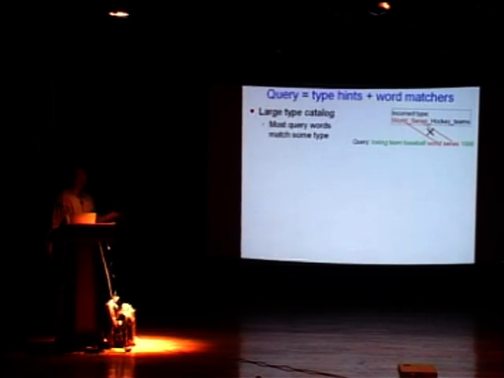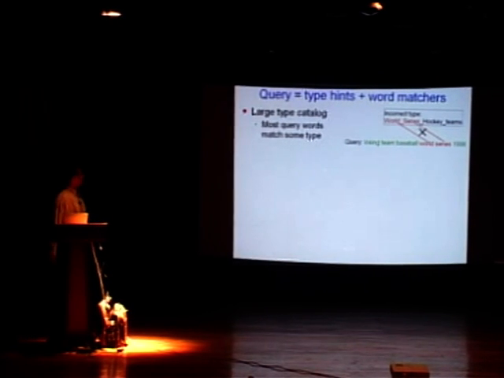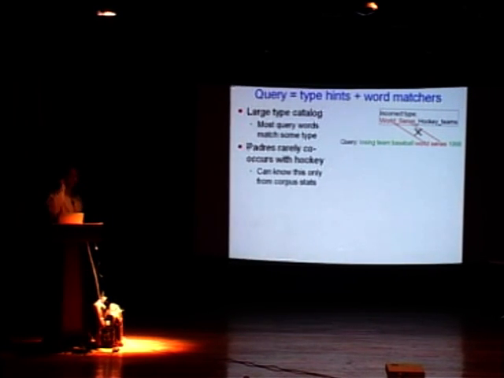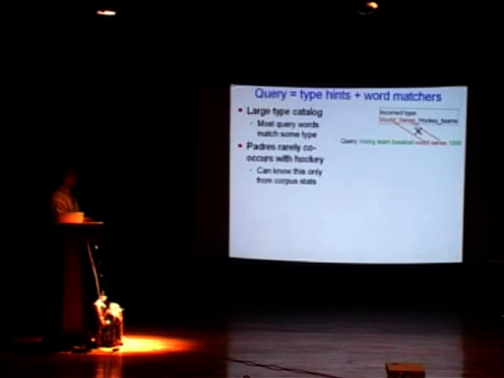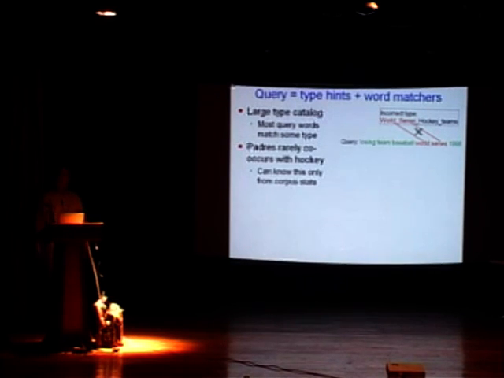And the only way to know that this is a bad match is that Padres, my correct answer, has very little correlation with hockey teams. They're not about hockey. So that information never comes from the query side alone, it also comes from the corpus. It's vital to exploit the corpus.